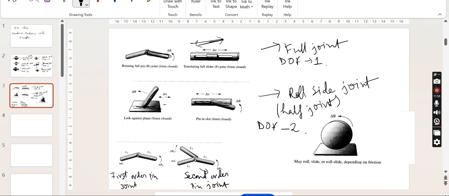So here you can see that this is a link reference, and there is another lever which can move in delta theta direction. So 1 degree of freedom. Here there is a reference and two other levers. So this L2 can move in one direction, delta theta, and L3 can move in another angle, delta theta. Let us call it delta theta 2 and delta theta 3.